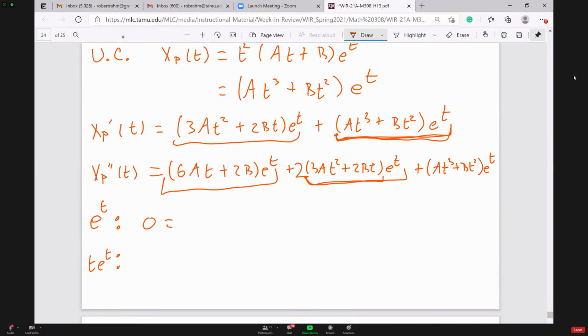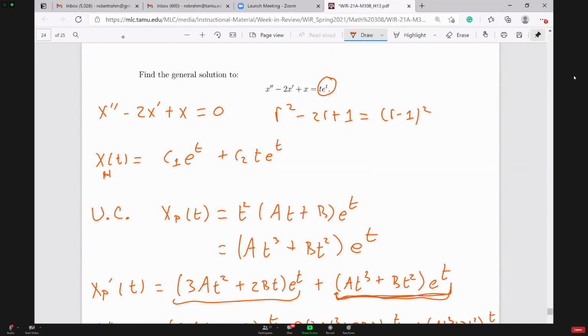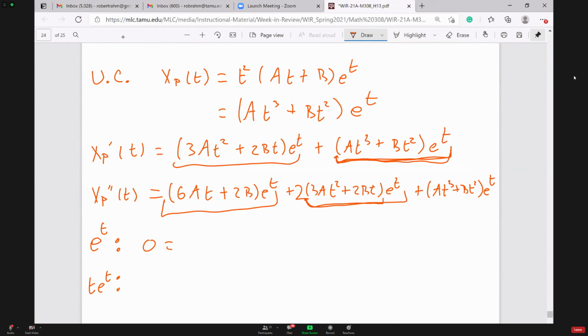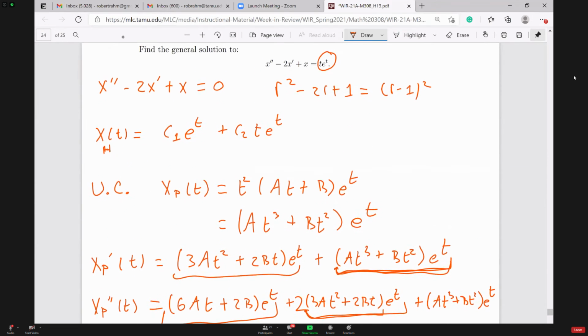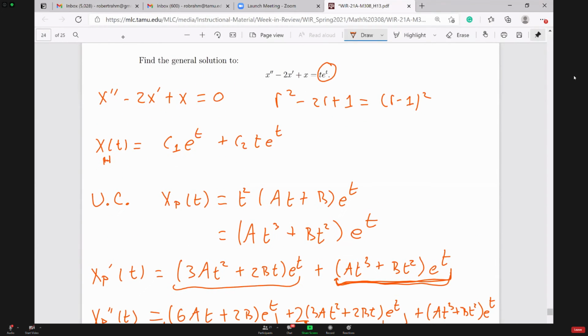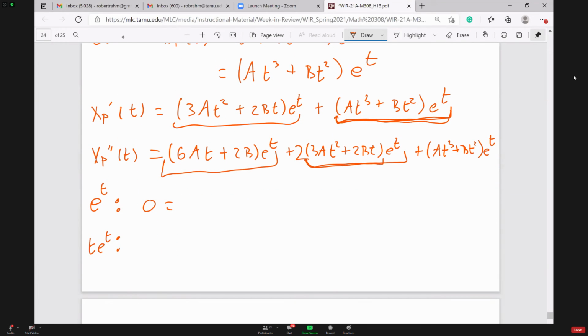Now I'm going to try to find the coefficient of e to the t on the left-hand side. Again, e to the t only appears in the xp double prime. So xp double prime is just 1 times xp double prime. So the coefficient on e to the t on the right-hand side is 2b. And this right away tells me that b is equal to 0.